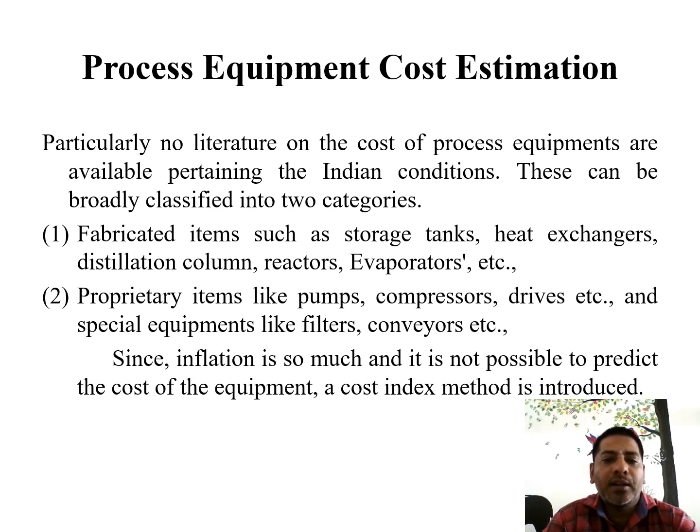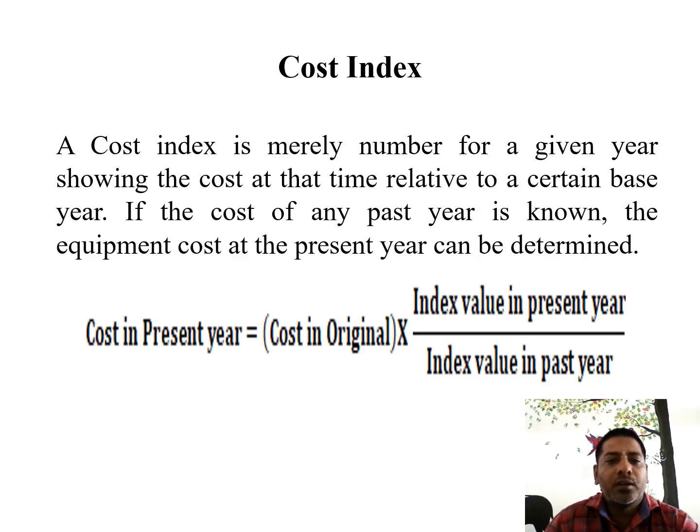This can be broadly classified into categories. First, fabricated items such as storage tanks, heat exchangers, distillation columns, reactors, evaporators, etc. Then proprietary items like pumps, compressors, drivers, etc., and also special equipment like filters, conveyors, etc. Since inflation is so high that it is not possible to predict the cost of equipment directly, the cost index method is introduced. Next, we see the cost index method.